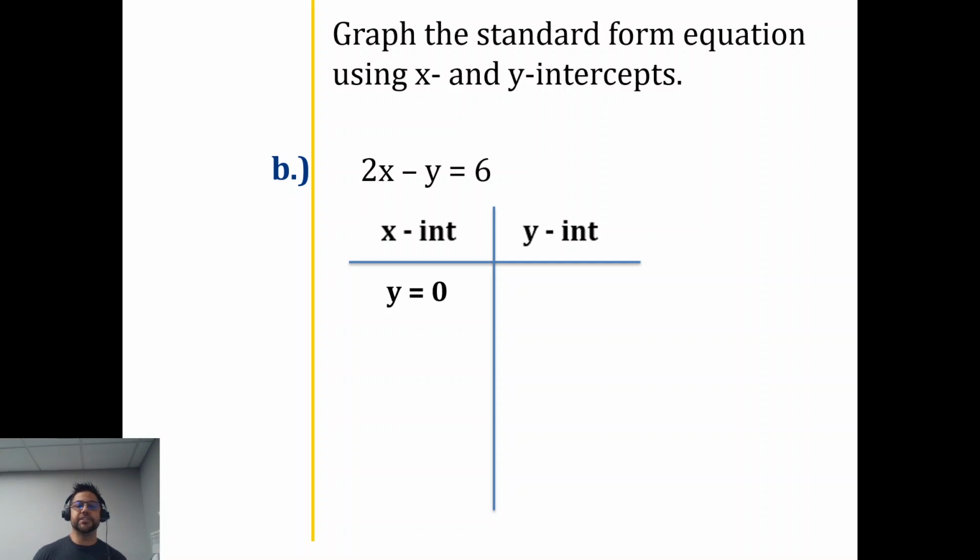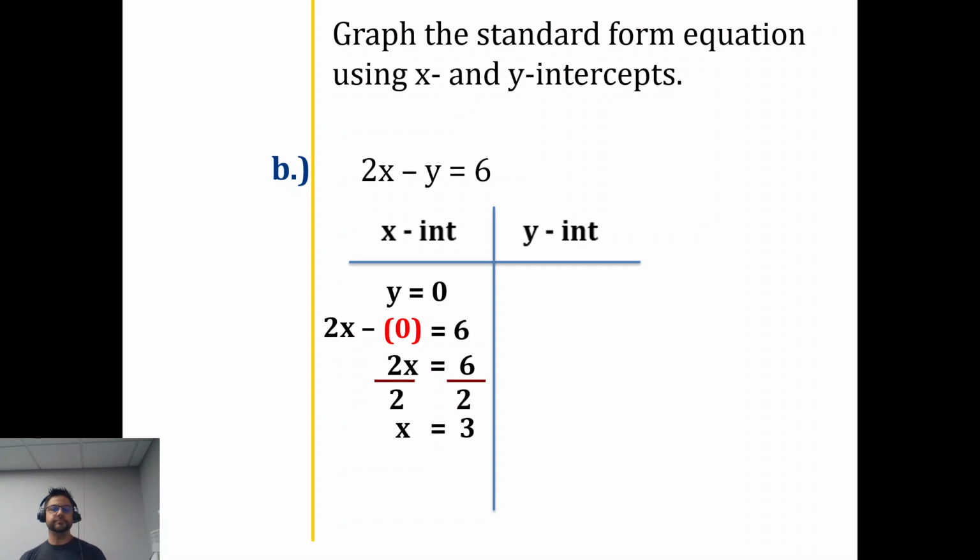To solve for the x-intercept again, we're going to use y is equal to 0. Remember, we substitute the 0 at the y location. So we have 2x subtract 0 equals 6. The subtract 0 doesn't help us, doesn't hurt us, we just get rid of it. So 2x equals 6, and after quick division, x will be equal to 3. The correct order, remember, is x first, y second.